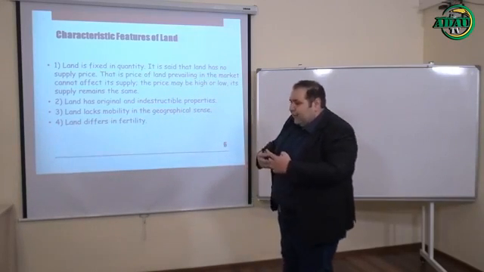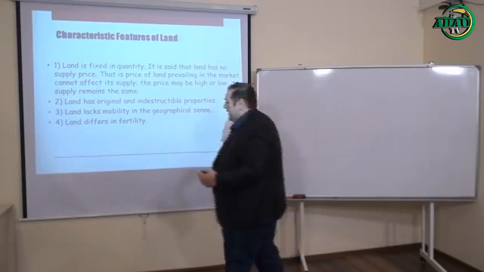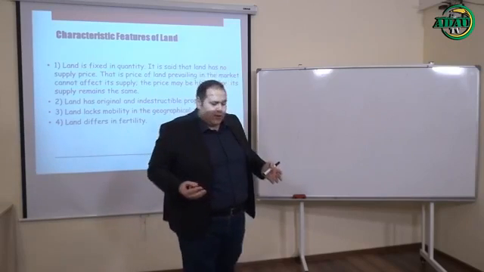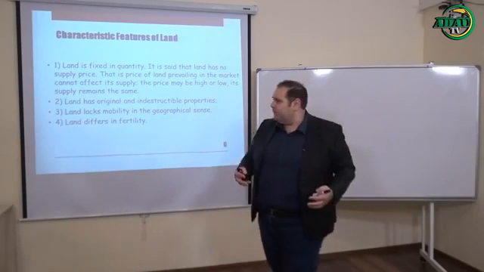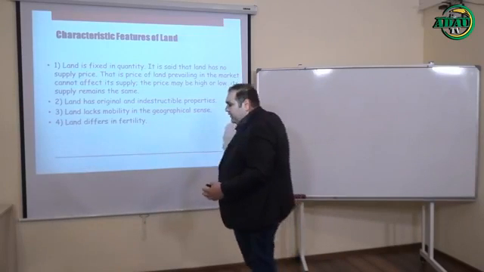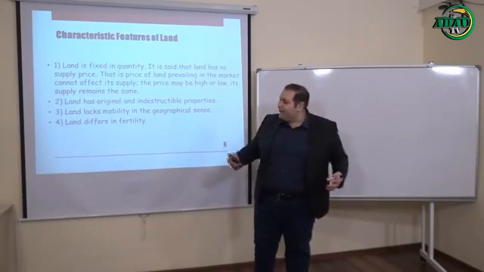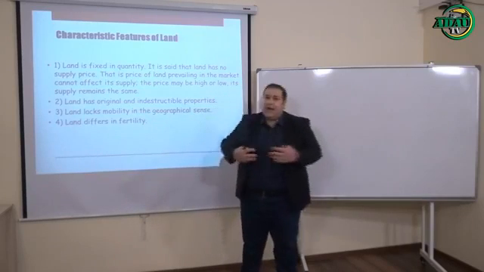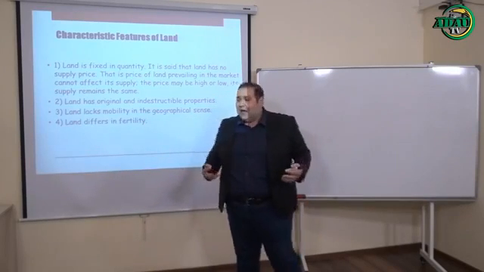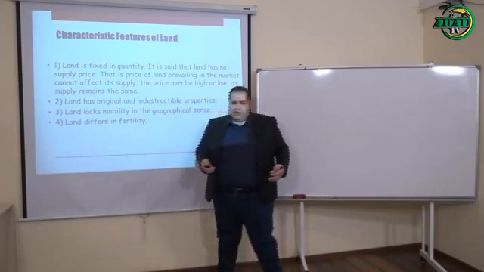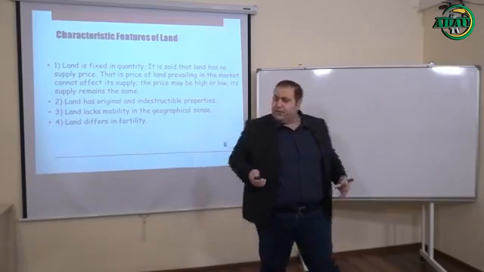The next characteristic of land is lax mobility in the geographical sense. So lands are not the same in all places. They differ and they have different categories according to their mobilities. For example, in the United States and in Azerbaijan, land is not the same. They don't have the same fertility. So they are different from each other.